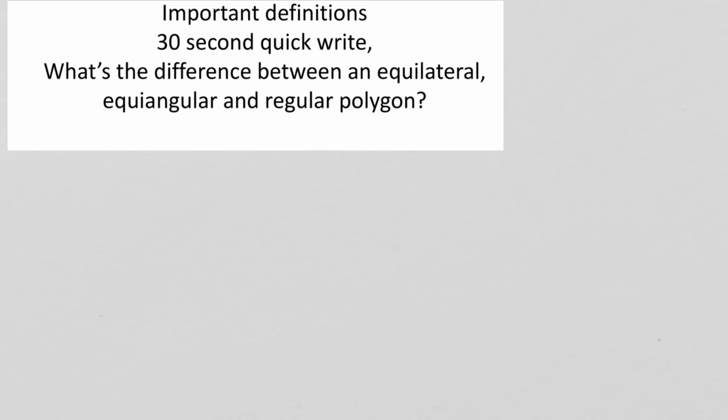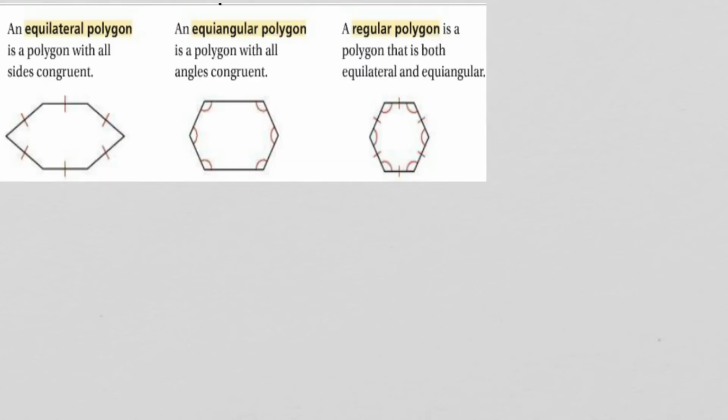What's the difference between an equilateral, equiangular, and regular polygon? Here it is from the textbook. Equilateral, all the sides are congruent. Equiangular, all the angles are congruent. And a regular polygon is both sides and angles are equal. Equilateral and equiangular.